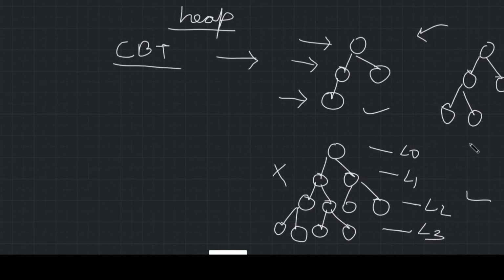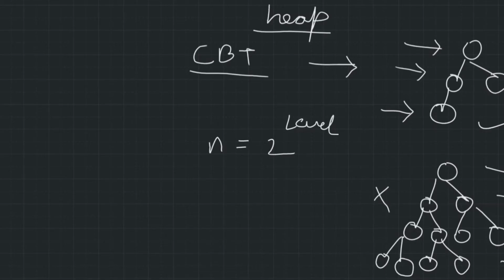So at each level, there will be a maximum of 2 to the power of the level number of nodes. In level 3, the maximum number of nodes will be 2 to the power 3, that is 8. But the last level is not filled, so the remaining nodes should be on the leftmost side of the tree. This is known as a complete binary tree. So basically a heap is a special kind of tree known as a complete binary tree.